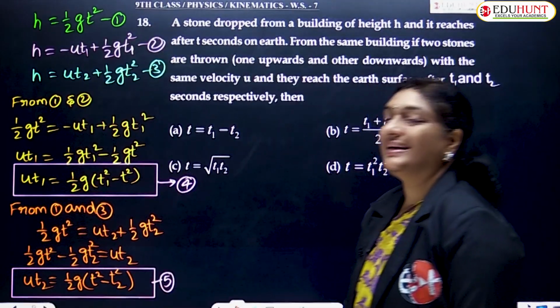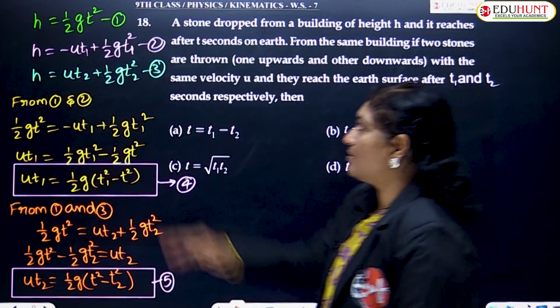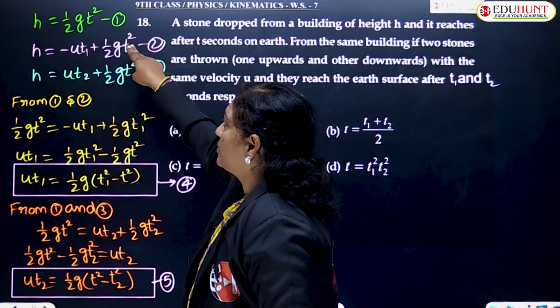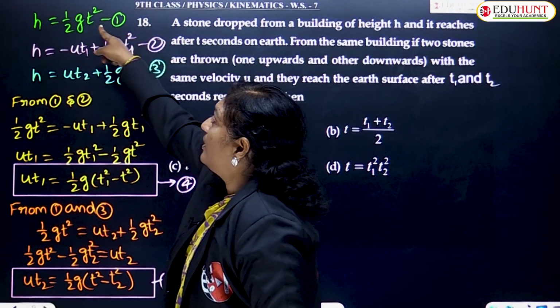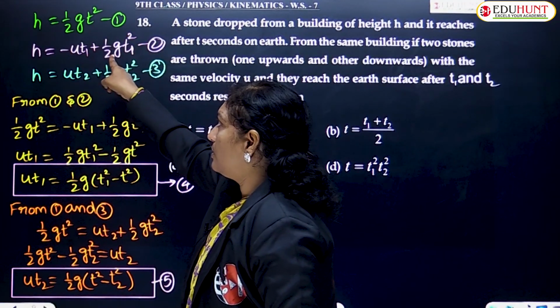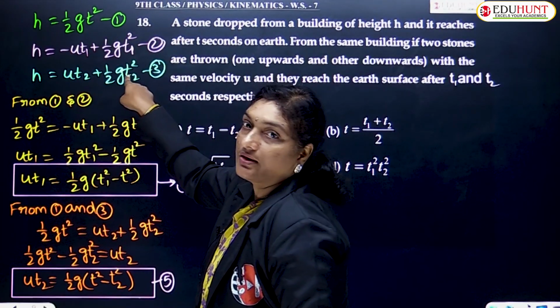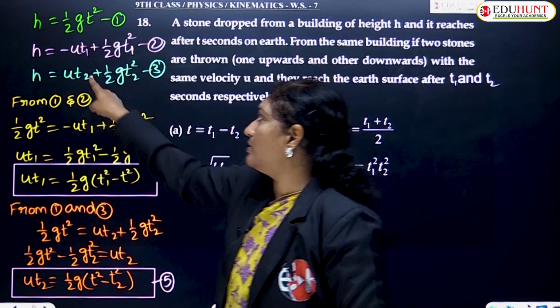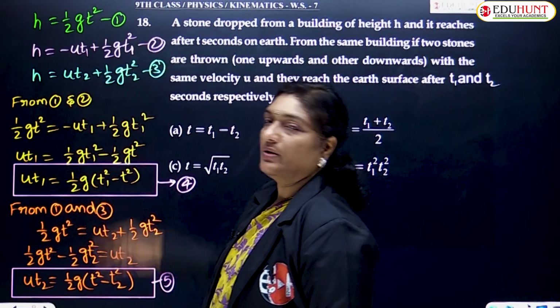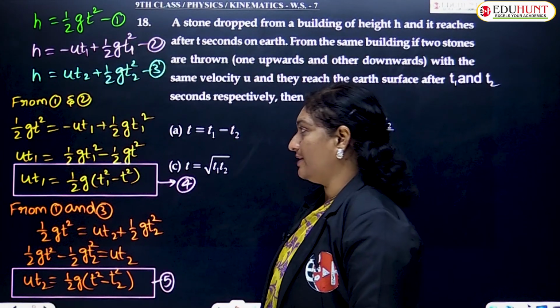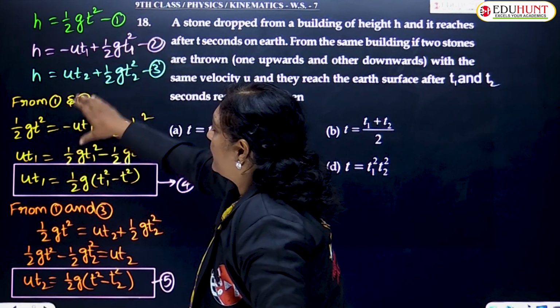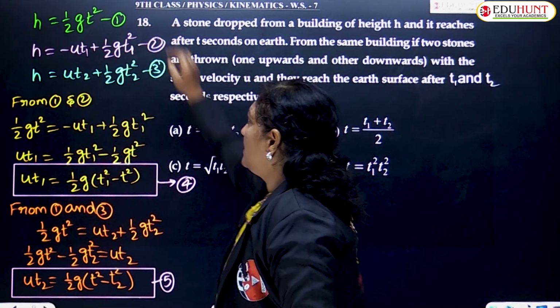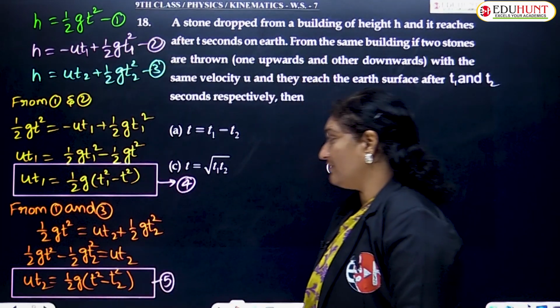I hope the complete concept is clear, children. Three equations: freely falling, upward thrown, and downward thrown. For freely falling, the time was t; upward thrown, time was t1; downward thrown, time was t2; and the velocity u was the same, but the equations were changing according to the relation. Equating 1 and 2, we got the fourth equation. Equating 1 and 3, we got the fifth equation.